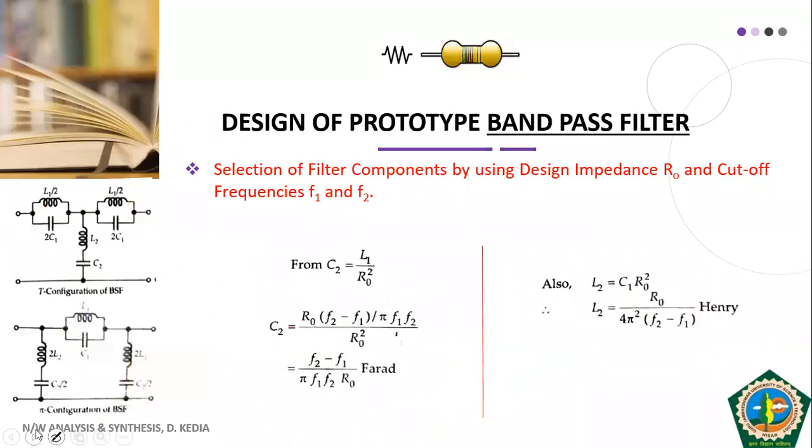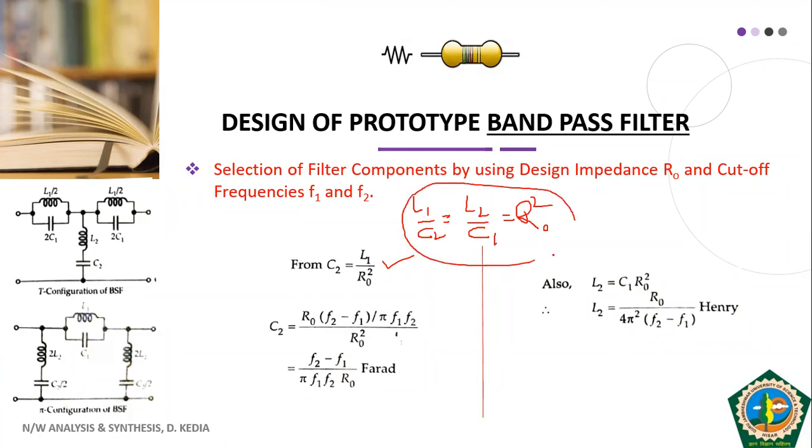So that is also very simple. We will apply those expression L1 by C2 equal to L2 by C1. So if we do that, we get C2 equal to L1 by R naught square. I think you remember that is your L1 by C2 equal to L2 by C1. We had seen this through characteristic impedance equal to R naught square, which was equal to Z1 into Z2.